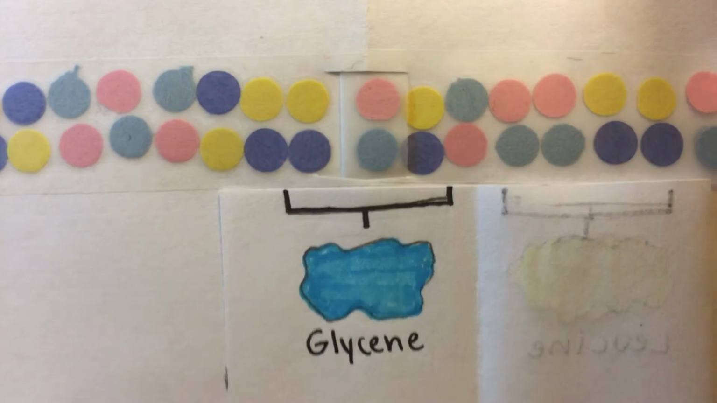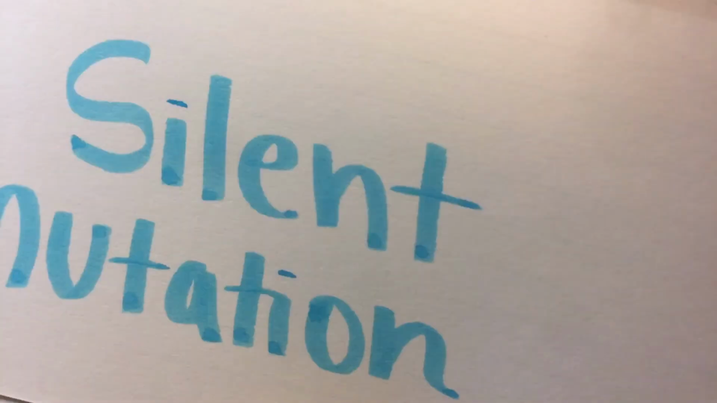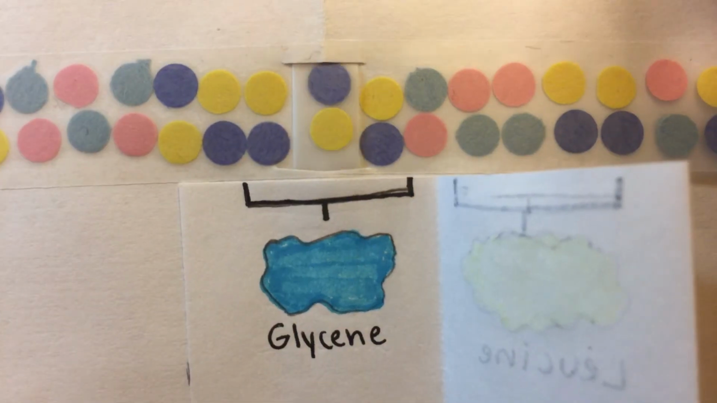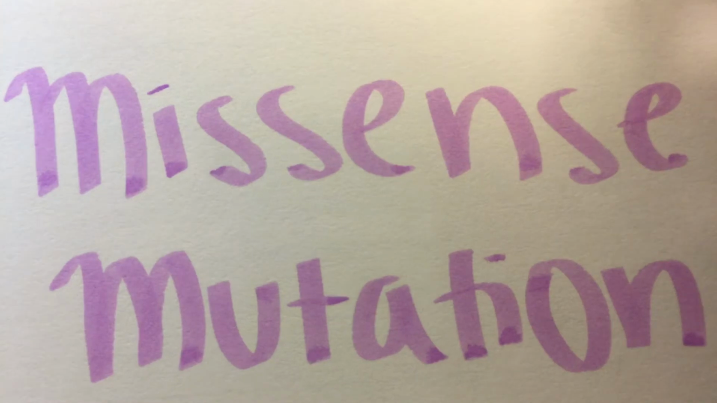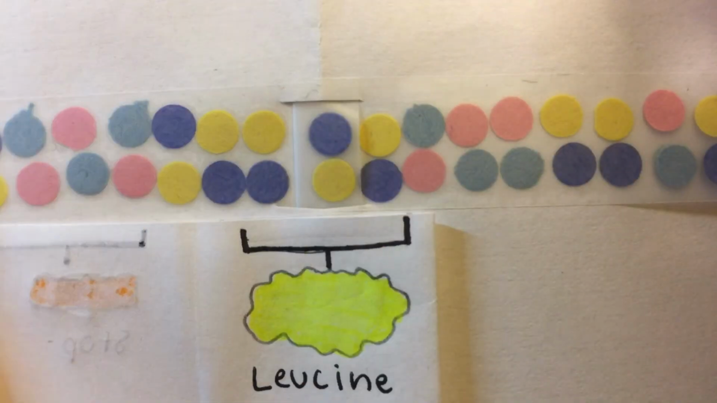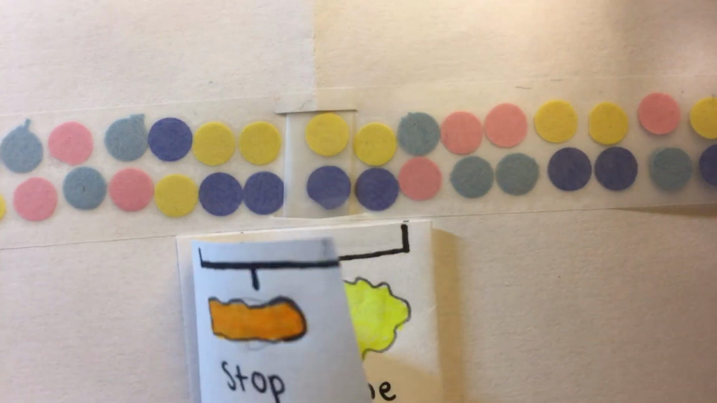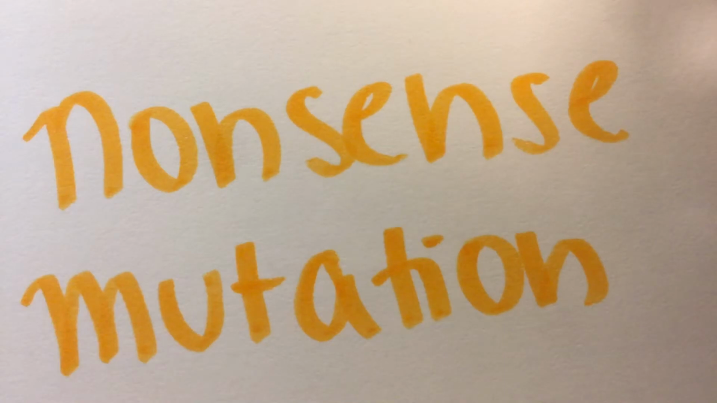Substitution is when a nucleotide pair is replaced. If the same amino acid is coded, then it is a silent mutation because nothing changes and the same amino acid is produced. Sometimes the mutation will code for another amino acid, in this case leucine, causing a missense mutation. But if it codes for an amino acid to end the protein, it is called a nonsense mutation and results in a dysfunctional protein. These can result in diseases like cystic fibrosis and muscular dystrophy.